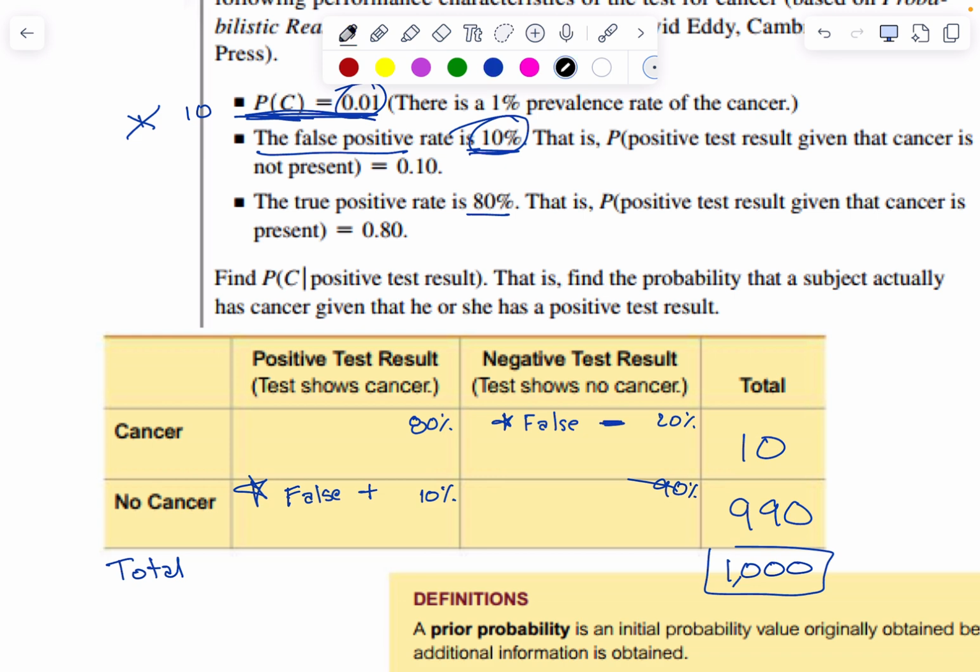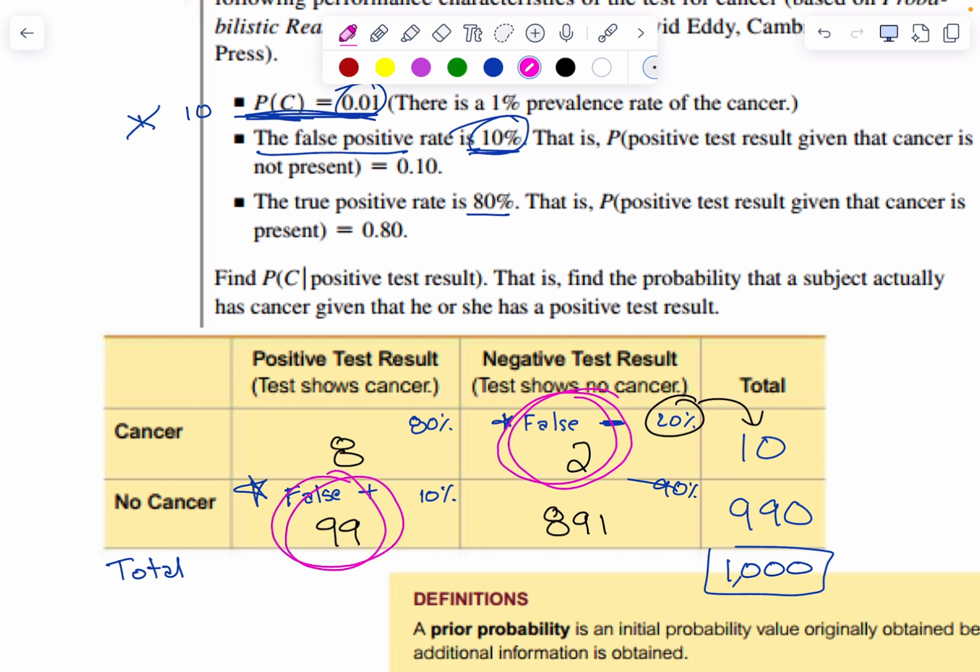Okay. Now, 10%, what do we take 10% of? The 990. What's 10% of 990? 99. Okay, if we would have done 100, we would end up with a decimal at that point. What's 90% of that? Or you could just subtract. 891. Yeah, I think you're right. 891. Okay. 20% of 10 is 2. 80% of 10 is 8. Yeah? Okay.